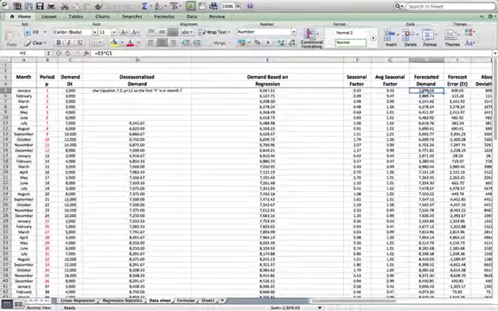Next we have the forecasted demand, which is cell E5 times G5, E5 being the demand based on regression and G5 being the average seasonal factor. And like the previous columns, I just copied that down as well.